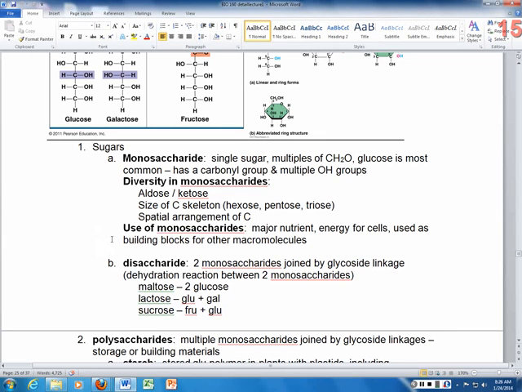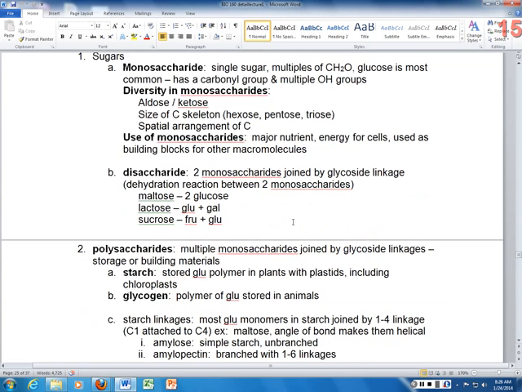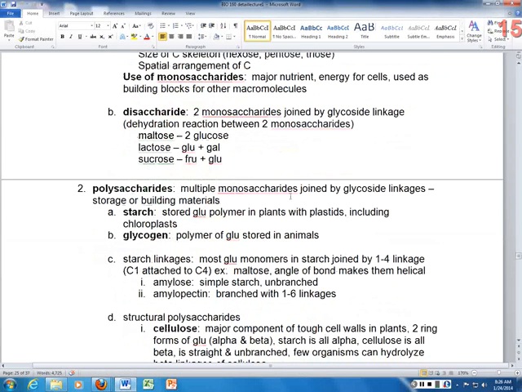So monosaccharides are going to be the single sugars in there. All sugars are multiples of a carbon, 2 hydrogens, and oxygen. Glucose is the most common in there. So a disaccharide is going to be 2 sugars in there, and they're joined by a glycoside linkage, which isn't going to mean much to you right now. Maltose is made up from 2 glucoses, lactose is made up of glucose and galactose, and sucrose is made up of fructose and glucose.